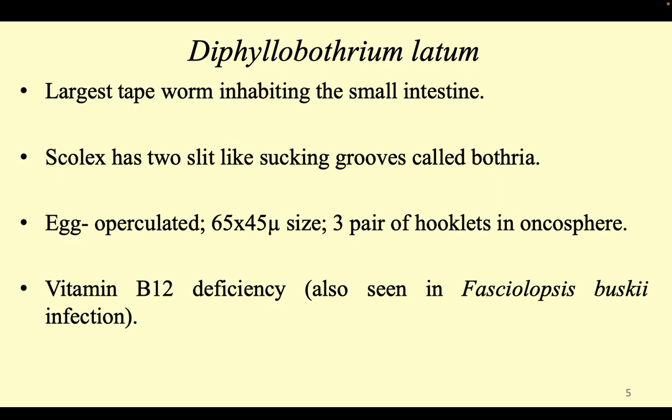Let's begin with Diphyllobothrium latum. It is the largest tapeworm inhabiting the small intestine of man. Its scolex has two slit-like sucking grooves, which are known as bothria. Hence, the name of this organism is Diphyllobothrium. The eggs of this parasite are operculated. They have a lid. It has a size of 65 by 45 micron, and there is an oncosphere which is present in the eggs of all the cestodes, and they all have 3 pairs of hooklets.